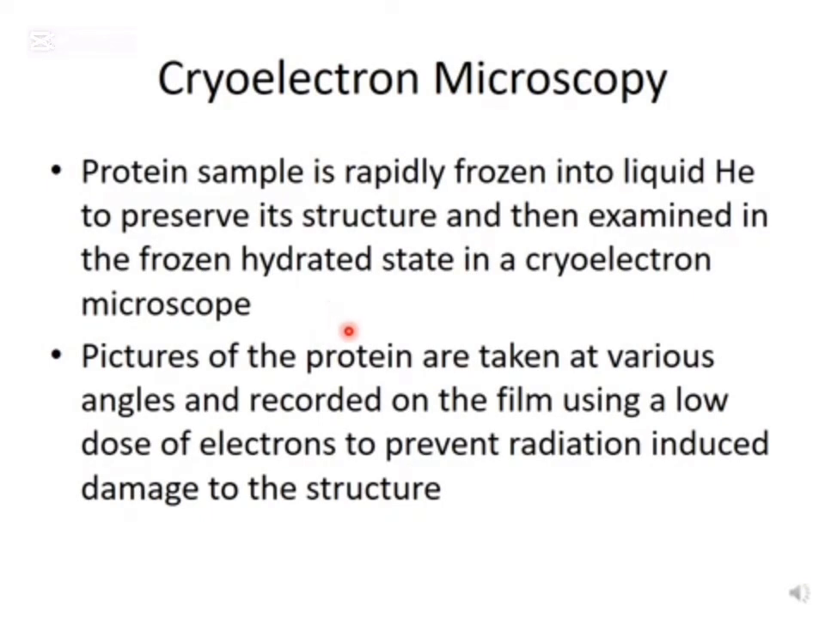However, note that in cryo-electron microscopy, it's very important to use very low dosages of electrons. This is unlike scanning electron microscopy, which we mentioned for studying the structure of materials. We use very small doses of electrons because large doses of electrons would result in radiation damage to the protein structure and would provide false data.